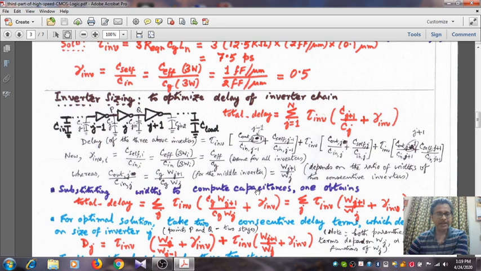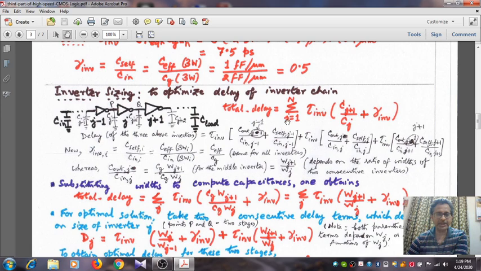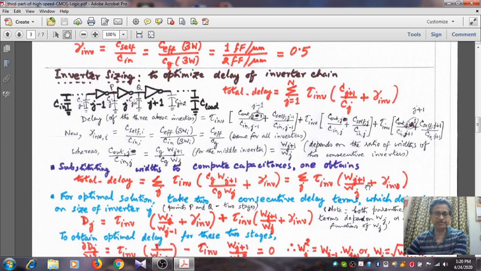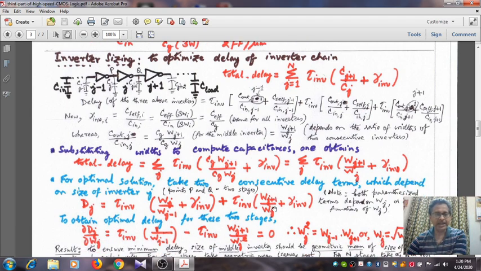Clear? Substituting the widths to compute the capacitance, then one gets the total delay. We can rewrite this expression as the summation over j of tau inverter, the time constant, multiplied by simply the ratio of the size of any inverter on your right divided by the width of the inverter itself. So Wj plus 1 upon Wj instead of Cj plus 1 upon Cj. Clear? Now for optimal solution, take two consecutive delay terms.